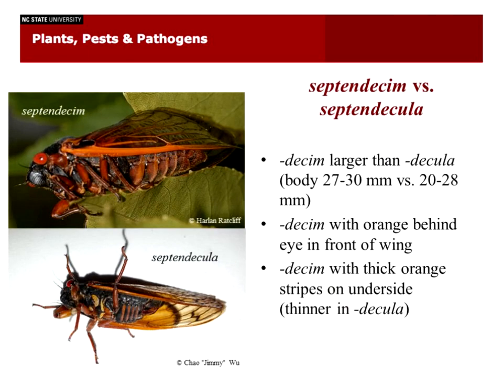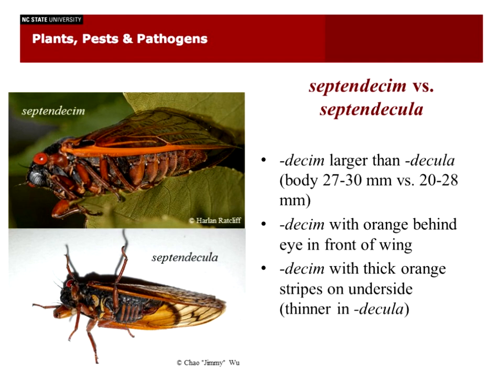Now, how to tell the difference between the two major species that are going to be here. So decim versus decula. Decim is going to be larger. They have a little bit of overlap, but basically decim is going to be 27 to 30 millimeters long versus 20 to 28 millimeters long for decula. Decim has this orange behind the eye and in front of the wing, whereas decula does not. It's going to be black. Lastly, decim has these thick orange stripes on the belly, on the underside of the abdomen. Decula has very thin ones.